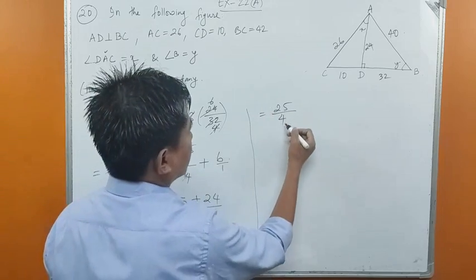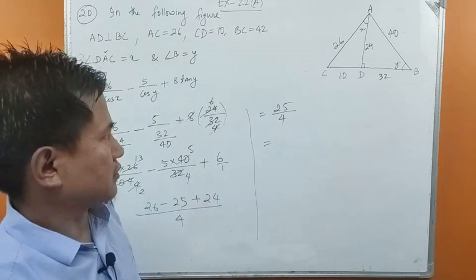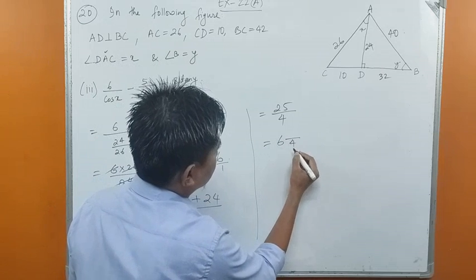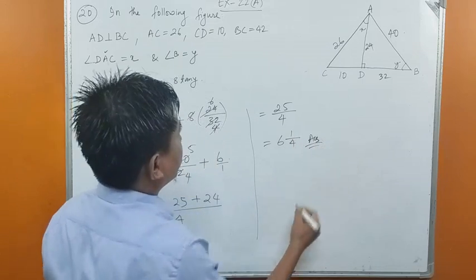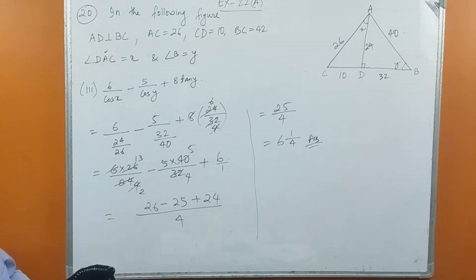Okay, so 25 upon 4 is an improper fraction. Let us convert this into a mixed fraction. 4 6s are 24, plus 1 is 25. So this is the value of this expression, and the answer for the last question, question number 3 of 20. I hope you got this.